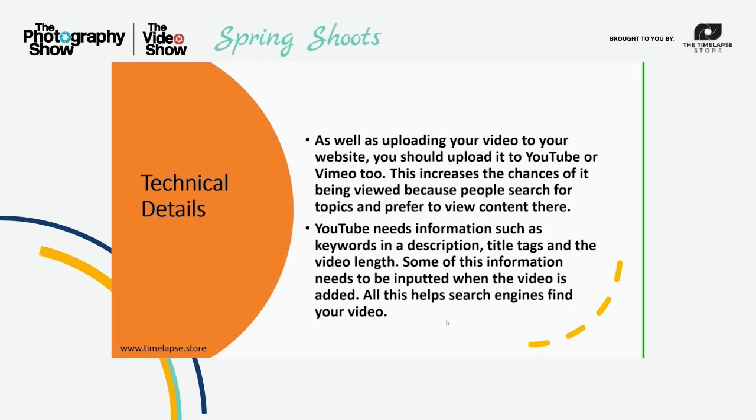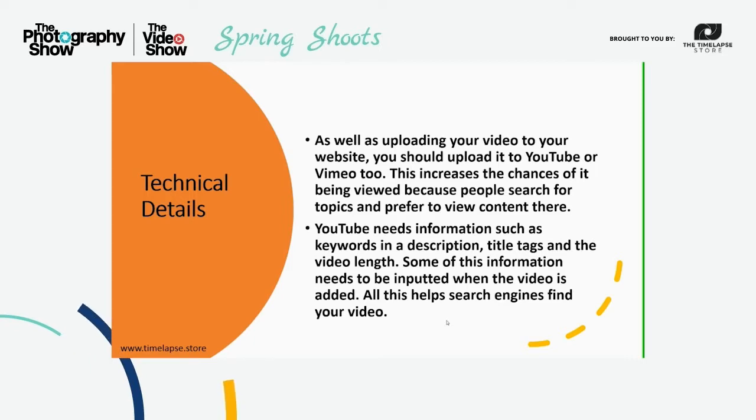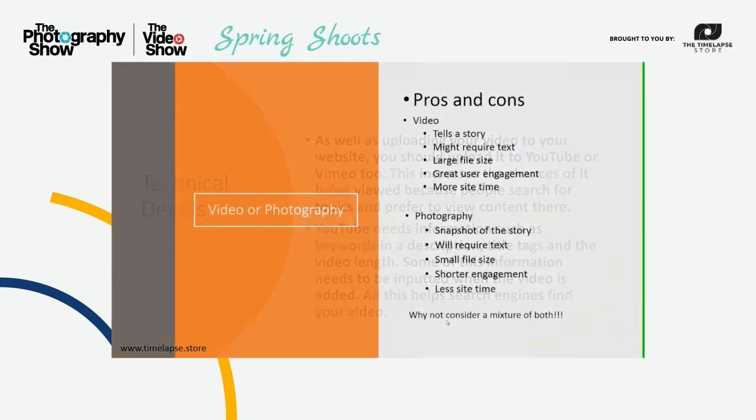Include some technical details. As well as uploading your video to the website, you should also upload it to YouTube and Vimeo. This increases your chances of it being viewed because people search for topics and prefer to view the content there as opposed to your direct site. YouTube needs information such as keywords in the description as well, title tags and the video length. Some of this information needs to be inputted when the video is added. If you can be specific on the title, make sure you are. All this helps search engines find your video.